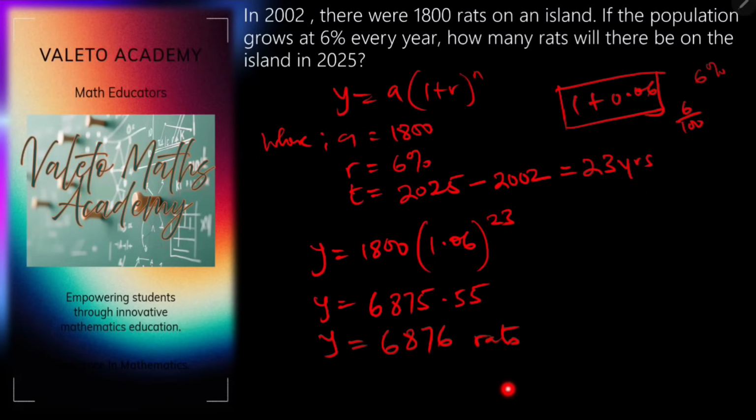So between 2002 and 2025, the population of rats would have grown from 1,800 to 6,876 if they have a growth rate of 6%. Okay, so that is exponential growth for you. We move on.